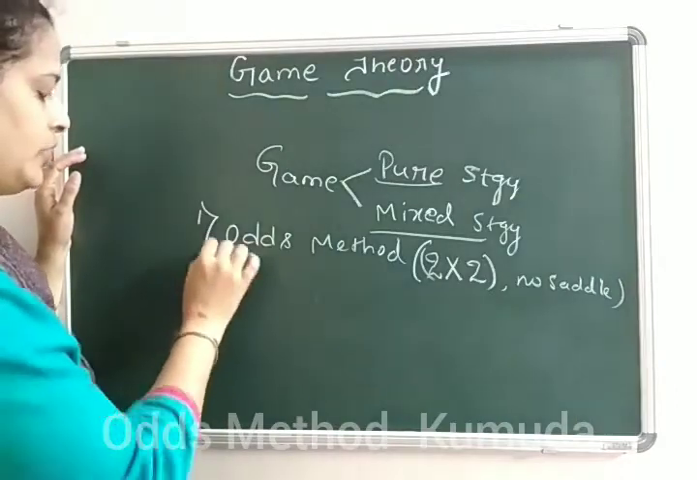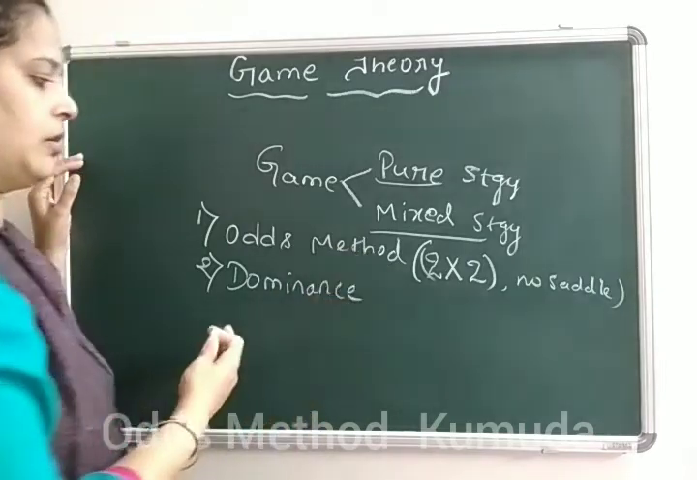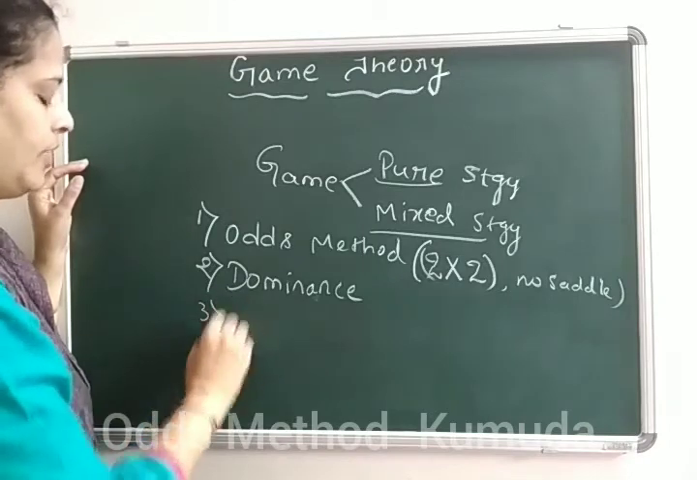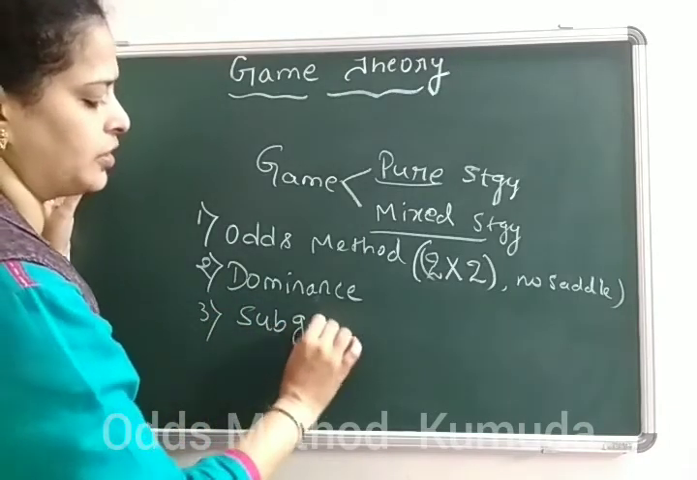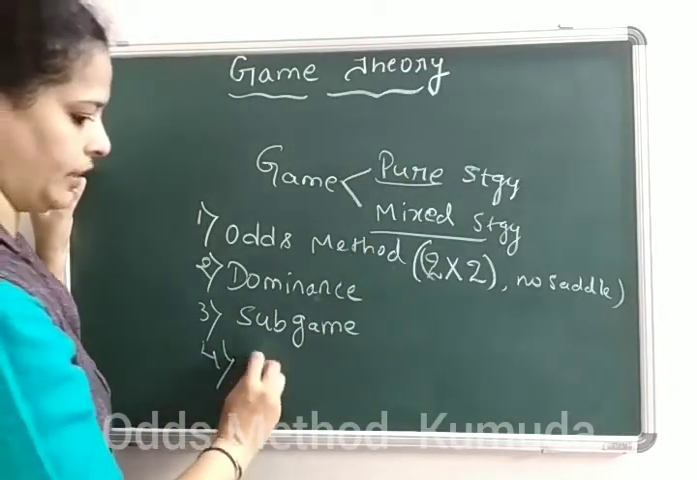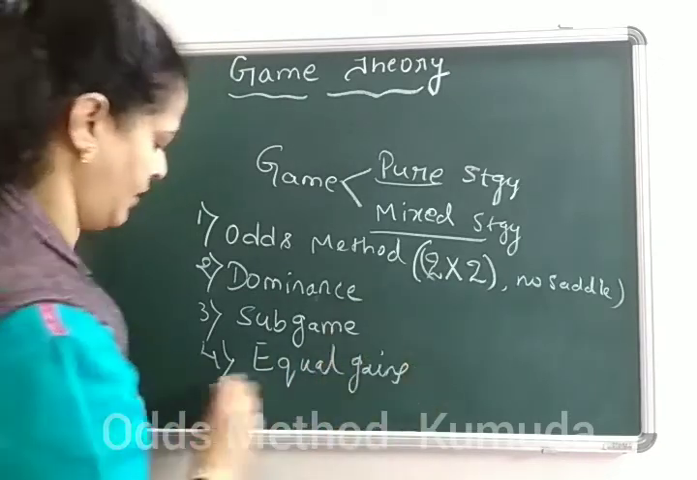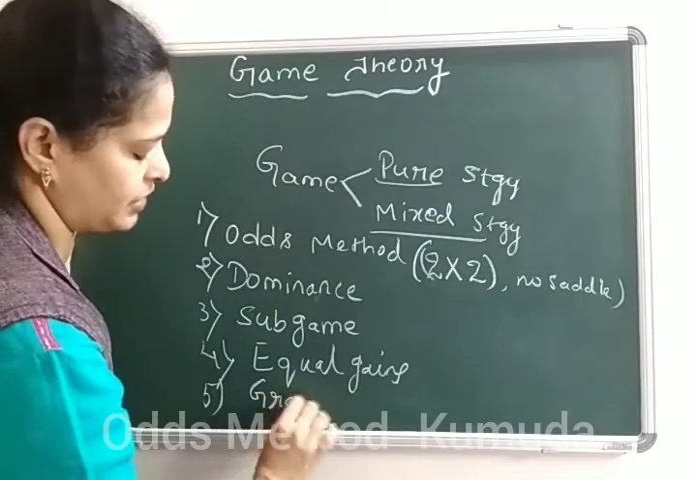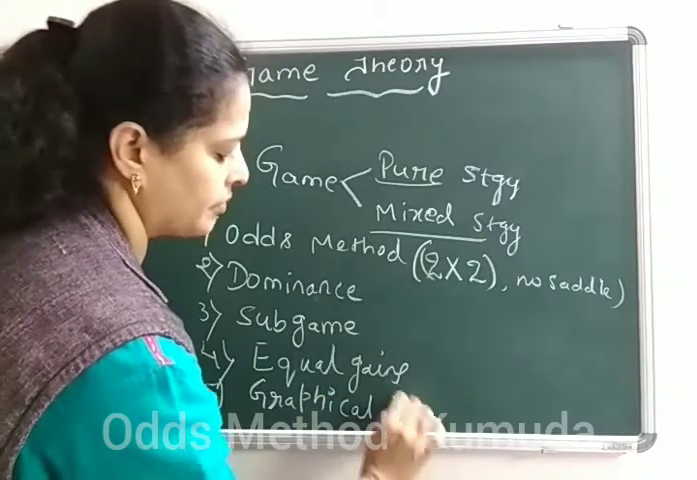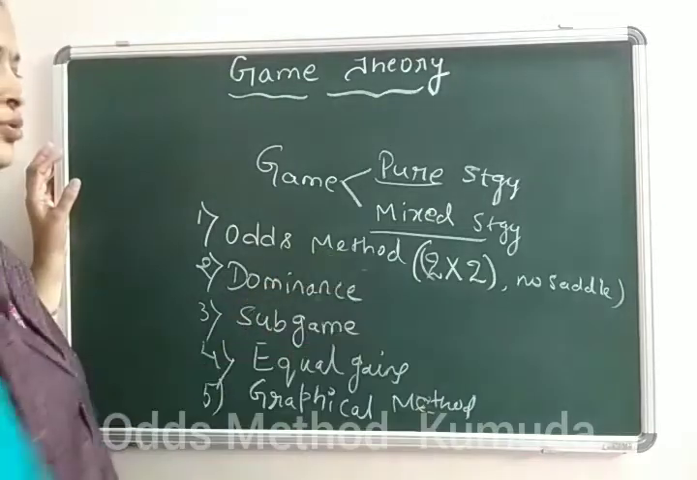And the second one that we learn will be the dominance method, where we follow the method of row dominance and column dominance. So we have the dominance method and then we have the sub-game method. These are all different ways of solving a mixed strategy game. So we have the sub-game method, then we can have the equal gains method, and we have the graphical method. Generally it is also called the LPP method, or it is also called the graphical method. So these are some of the basic methods that are used to solve the games.